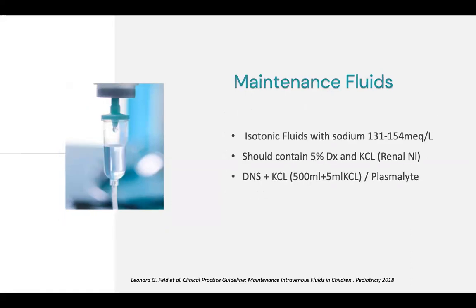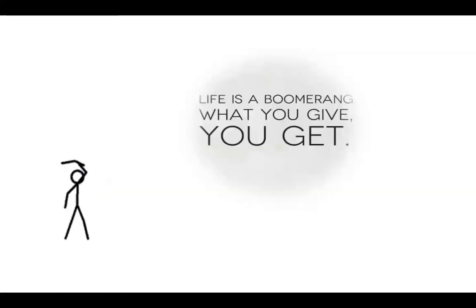So if you are required to give a maintenance fluid, then the maintenance fluid is always an isotonic fluid. That is a fluid with a sodium between 131 to 154. That means you can either use a DNS or you can use a Plasma-Lyte. And usually, if the kidneys are functioning well, we also add potassium chloride. That is 5 ml of KCl to 500 ml of DNS.